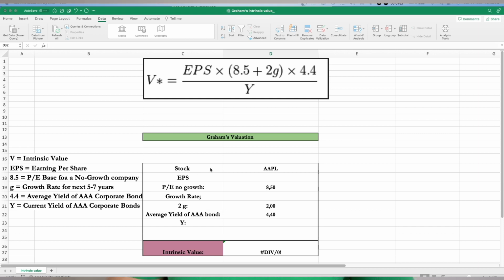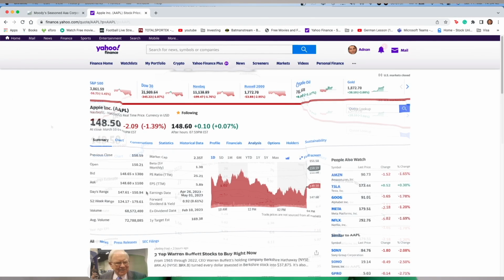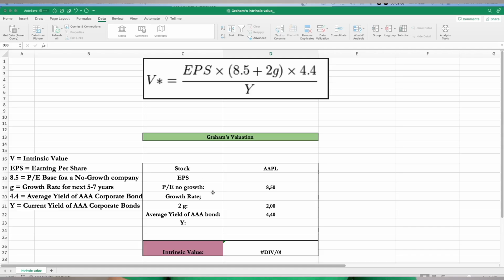In this example I'm going to use a very well-known stock, which is Apple. The ticker symbol is AAPL, and in order to calculate the EPS, what is the EPS of Apple right now, we can go to Yahoo Finance, and as I can see, the EPS of the company is right now sitting at around 5.89. So I'm just going to go ahead and put the EPS here, which is 5.89.